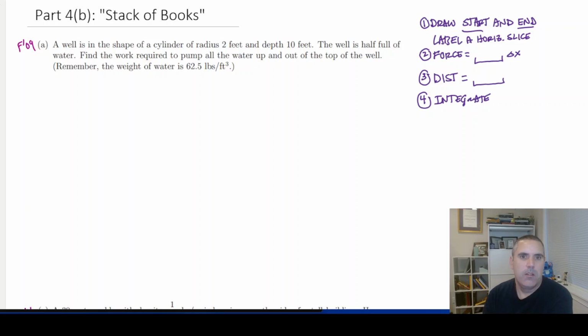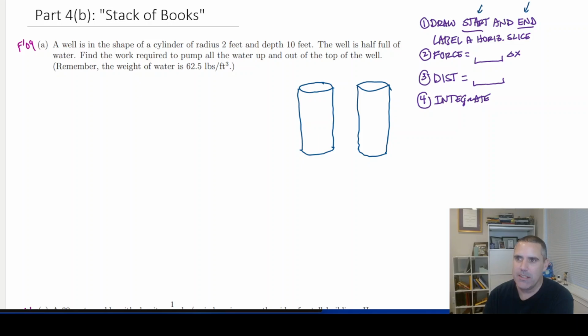Okay, so a well is in the shape of a cylinder. So you're going to draw. Typically, I advise people to think about or draw the start and the end. Now, for a pumping problem, it's not that exciting to draw the start and the end, as I'll show you in a second. So I wouldn't necessarily do this, but I'll talk about why I'm saying this in the next example. And I'm going to draw everything. So the radius is 2. The depth is 10.